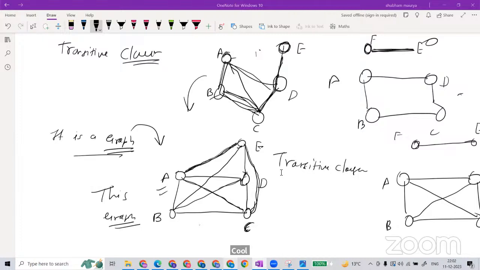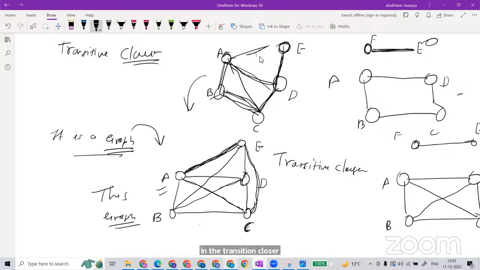And what is the update in that? We will add an edge if there is a path in our previous graph. Like here, there is a path between A and B, so in the updated graph we just connected that. This is the update we are doing in the transitive closure.